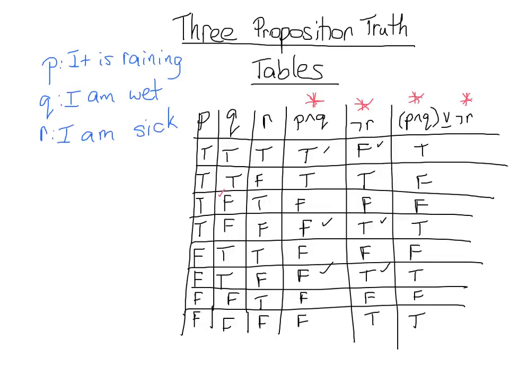All right, so we could go through and keep doing examples like this, but the whole point is it doesn't make a difference if it's two propositions or three propositions when you're filling out the truth table. It just gives you more rows, but the rules are still the same.